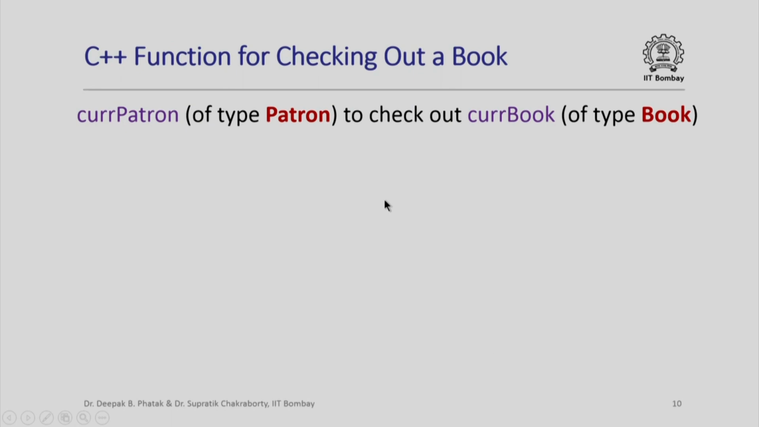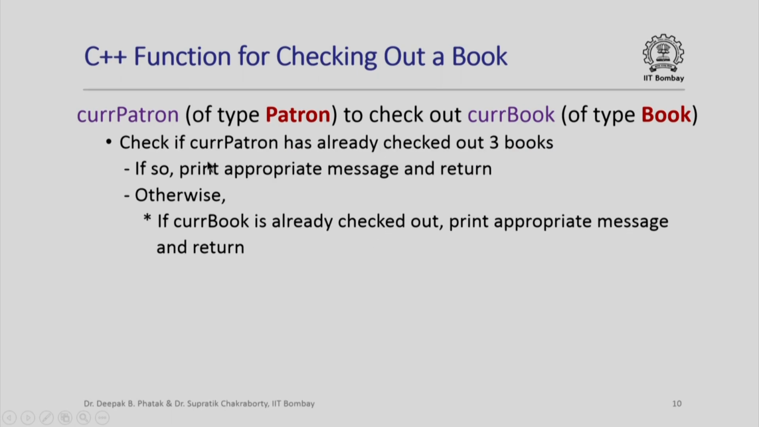So what is this functionality of checking out a book? We want a particular patron, say current patron of type patron, to check out a particular book, say current book of type book. What is involved in this process of checking out? Well, we have to first check if current patron has already checked out 3 books. If so, we cannot let her check out any additional book, so we should print an appropriate message and return.